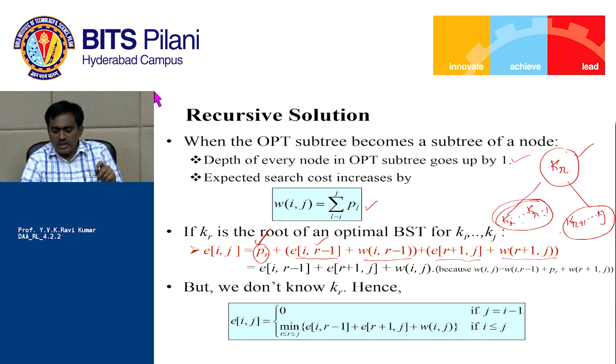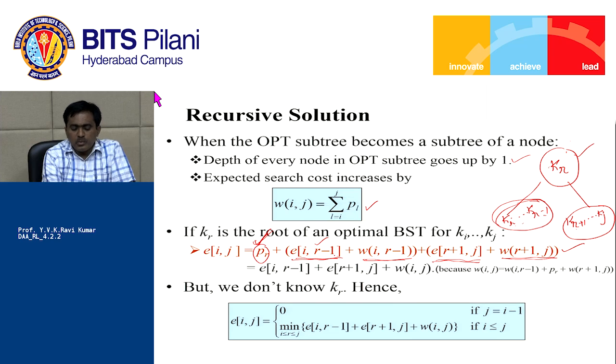So like this, e[i,j] contains these components. First is the cost incurred for searching the root, followed by the optimal cost for the left subtree, followed by the total cost incurred for searching each and every node in the left subtree, followed by the optimal cost for the right binary search tree, followed by the total cost incurred on searching each and every node in the right subtree. So this is the expression which we get.